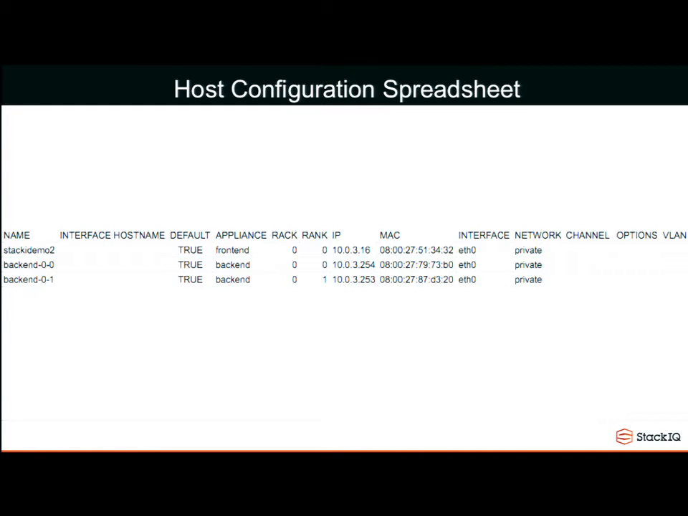That is what a host configuration spreadsheet actually looks like. In this particular case, we've got Stacki demo. It's the spreadsheet from my previous demonstrations. I've defined two backend nodes, appliance backend, and defined the default interface for these machines. There is only one, so that's not really an important part here. I gave it the IP addresses, the MAC addresses, the interface names, and what networks they belong to, and then you go from there.